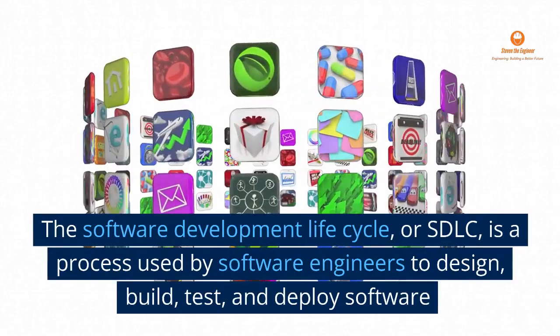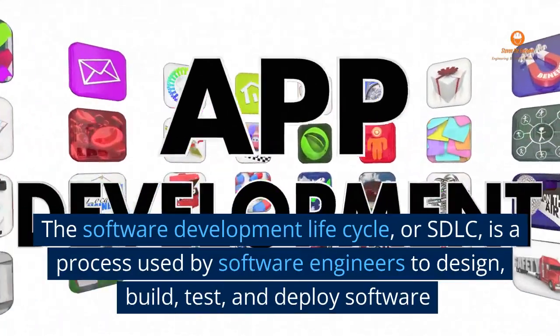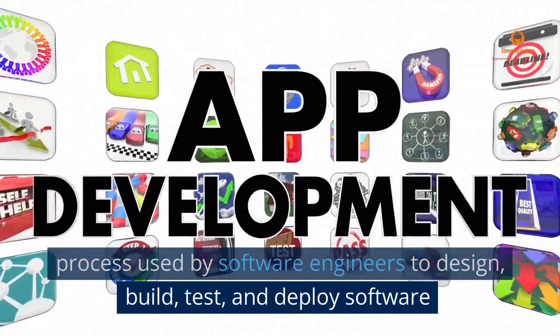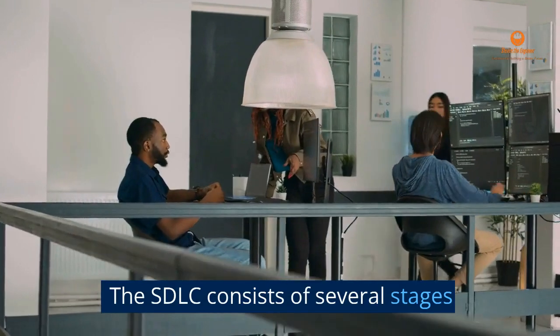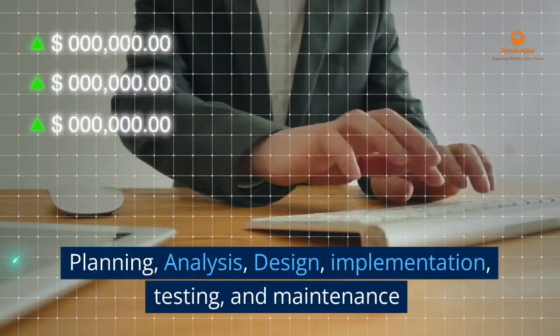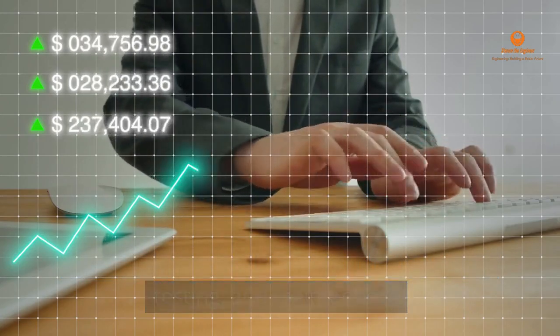The software development lifecycle, or SDLC, is a process used by software engineers to design, build, test, and deploy software. The SDLC consists of several stages: planning, analysis, design, implementation, testing, and maintenance.